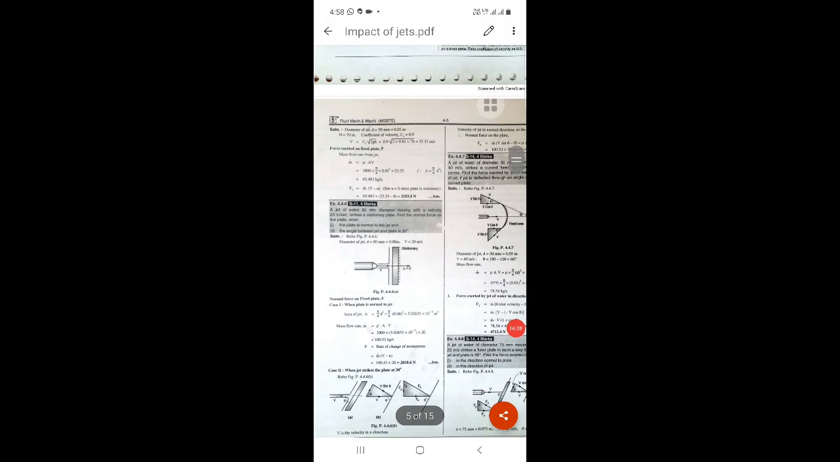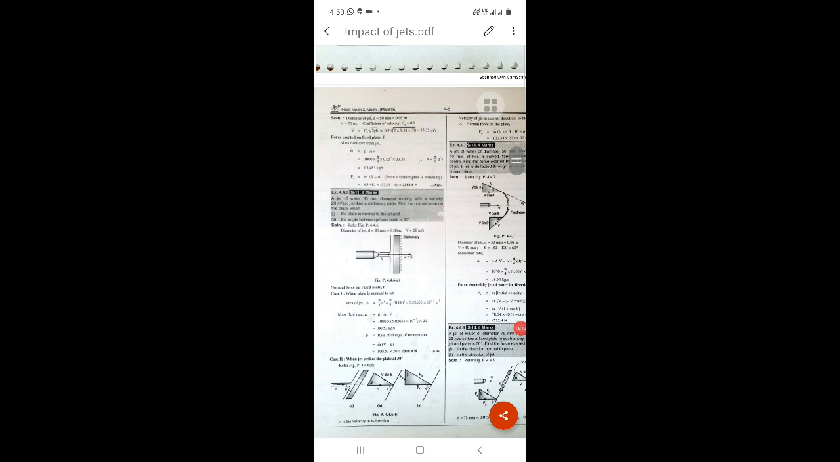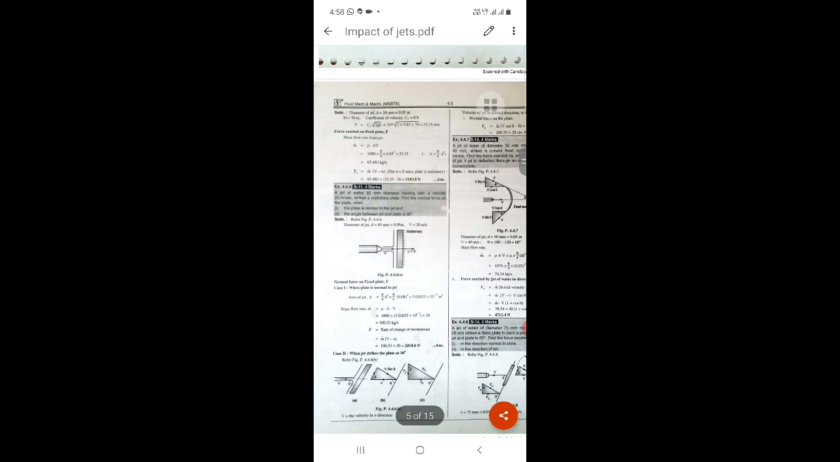So next is the last one. A jet of water of 50 mm diameter with velocity 20 meters per second. Find the force normal to the jet.